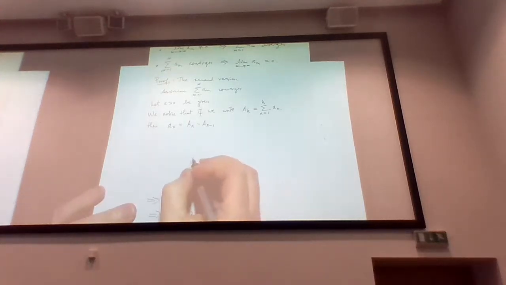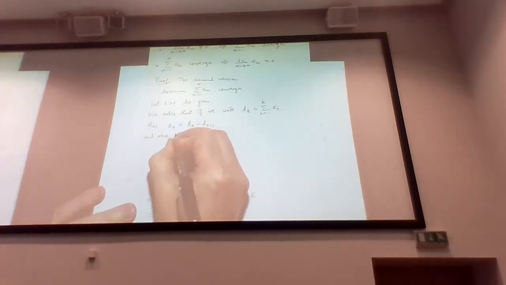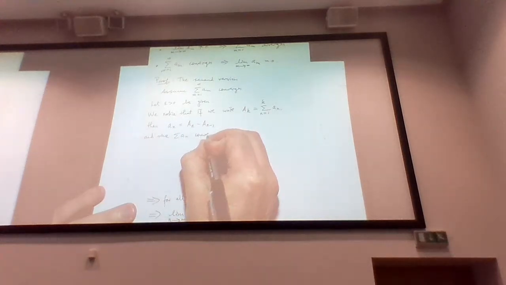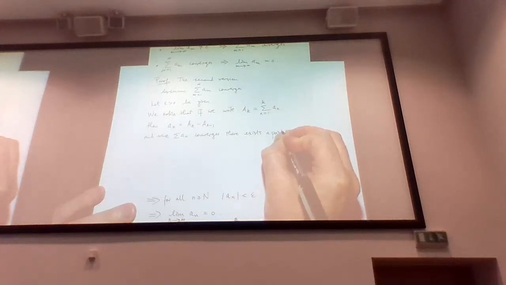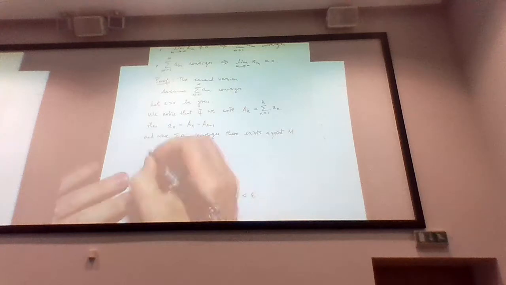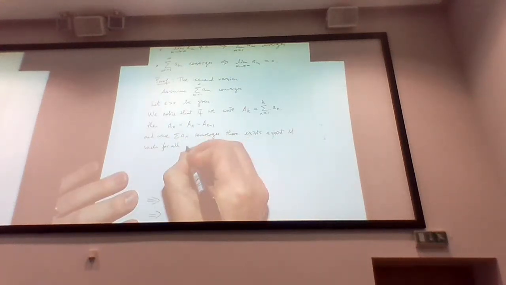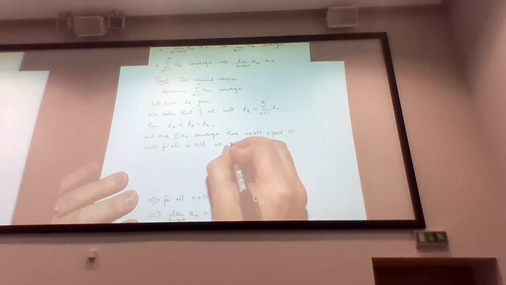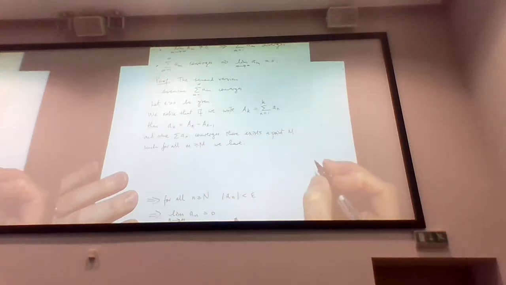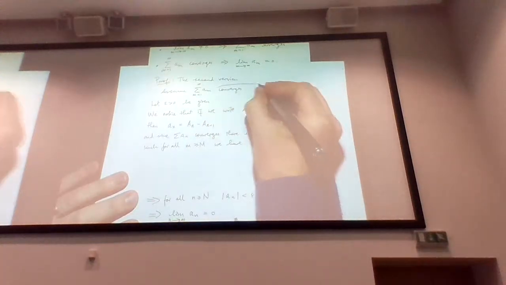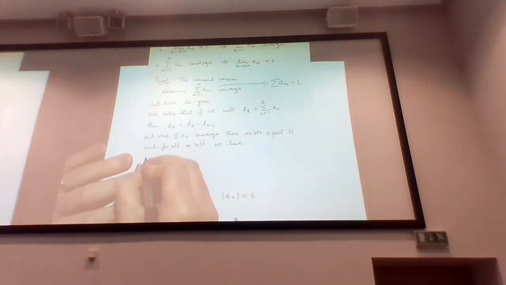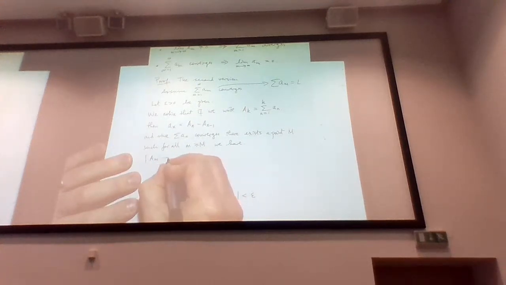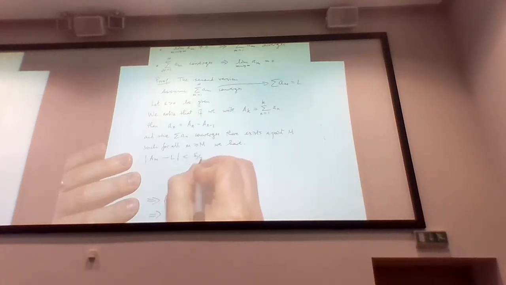And since the series converges, there exists some point, let's call it capital M, such that for all values of the index little m bigger than or equal to capital M, we have, sorry, let's write this. Let's write the value of this sum as L.